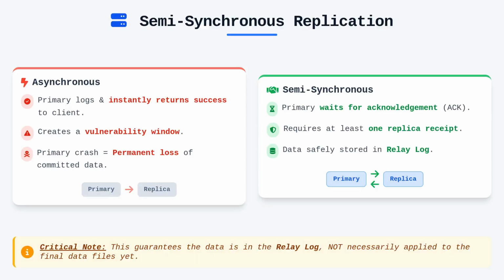It is important to realize that this mechanism does not guarantee that the transaction has been applied to the replica's data files, only that it has been safely stored in the relay log on the remote side. By enforcing this waiting period, we successfully synchronize the primary commit process with the persistence of data across the network.